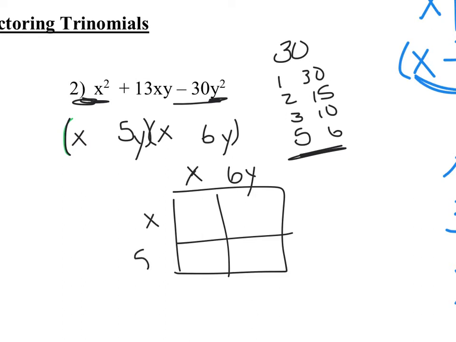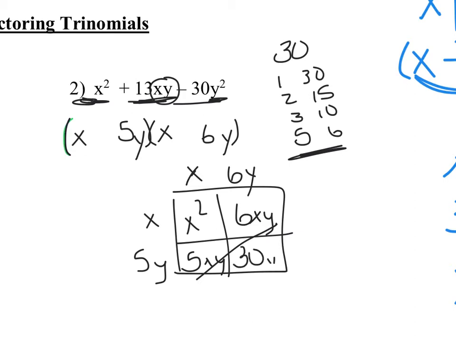x and 5y. This is x squared. This is 6xy. This is 5xy. So you can see when you add these together, you're still going to get an xy, which is what we're looking for. So it works out the same as the last one we just did. We just need to find 13. Now, unfortunately, 6xy and 5xy add to 11xy. So that doesn't work out for us.